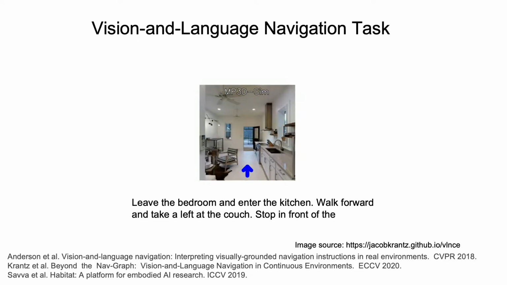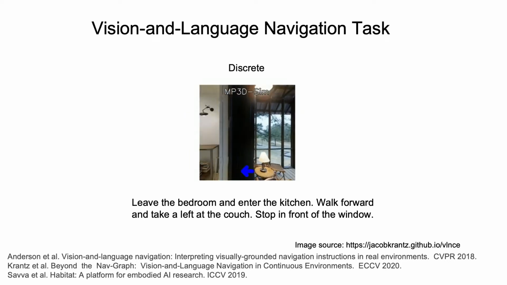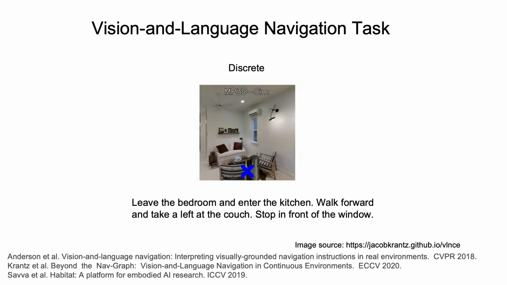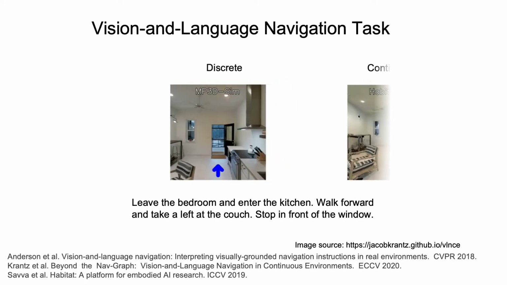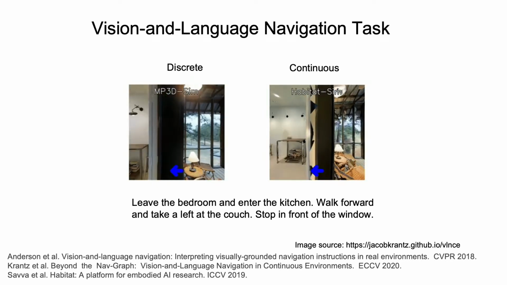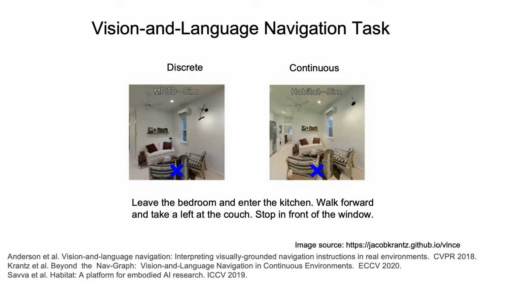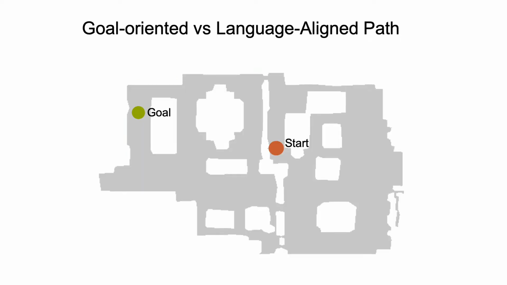In the most common formulation of the task, a discrete environment is used where the agent can only move to discrete locations. We focus on the continuous environment setting, also known as VLN-CE, where the agent can move around more freely. The agent is trained with ground truth actions from the start to the goal.